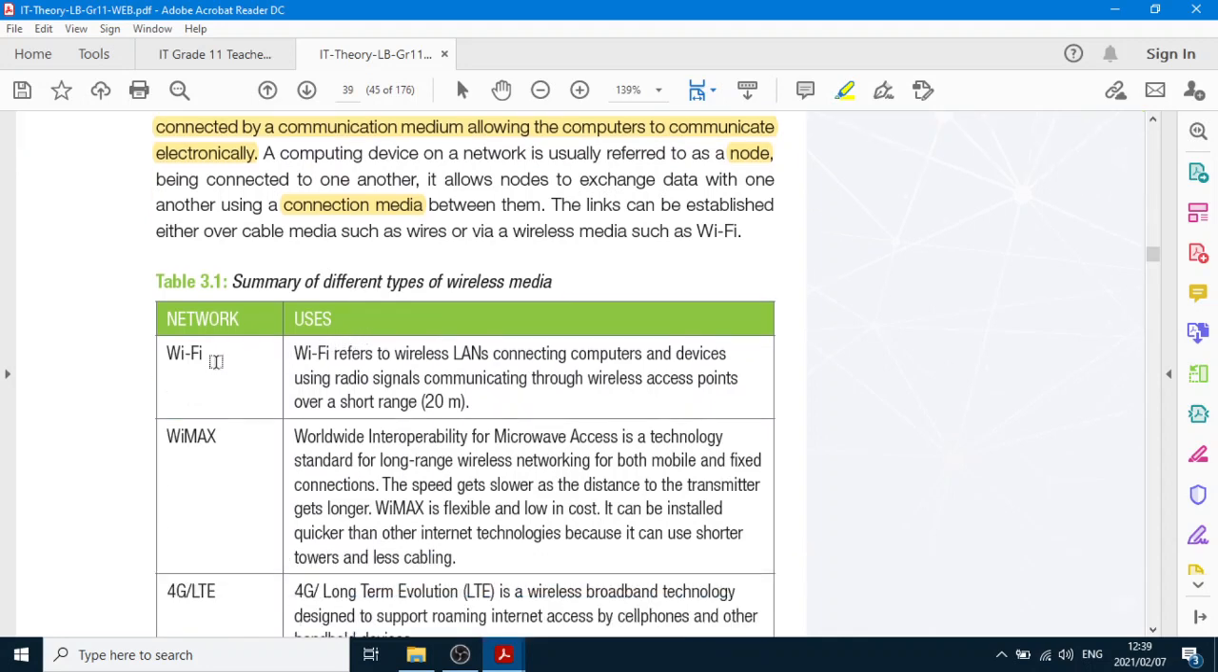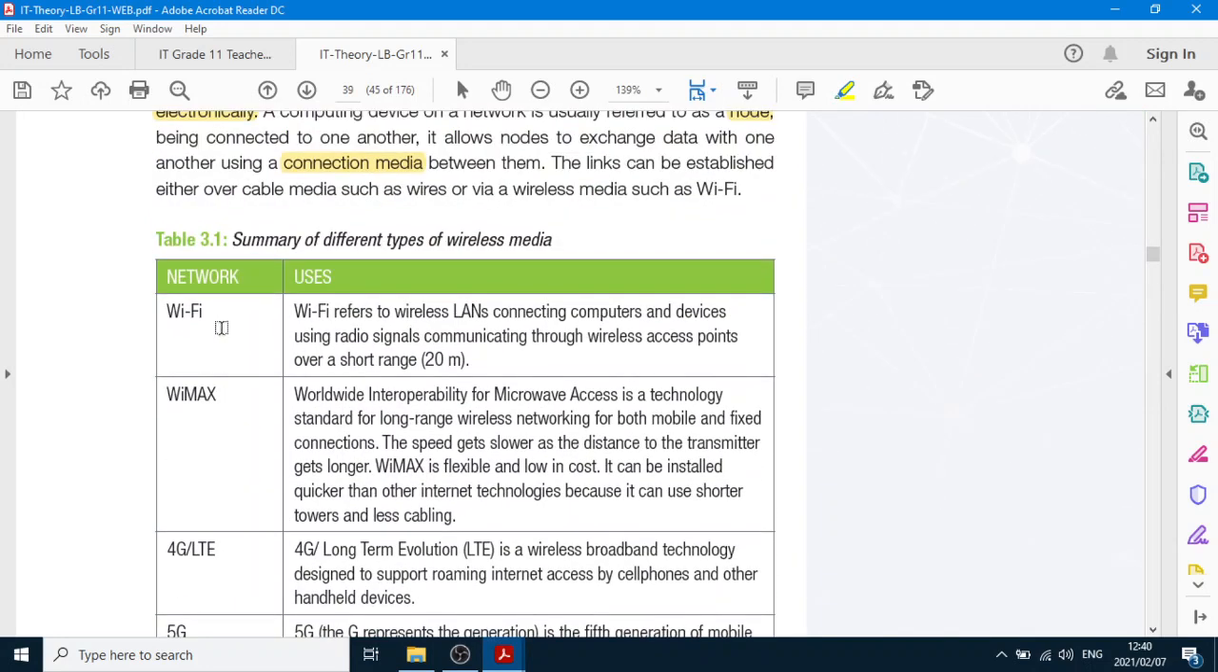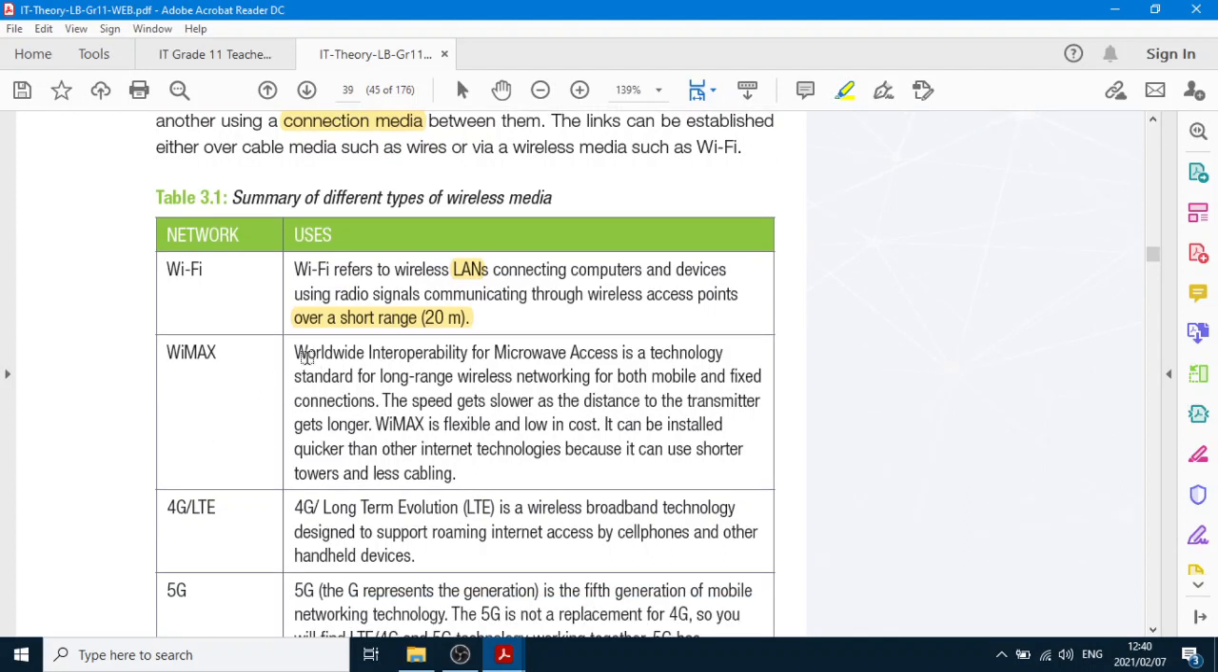So here is our different types of wireless media. We have Wi-Fi, which refers to wireless LANs connecting computer devices for LANs. And it's over a short range, 20 meters. Radio signals communicating through wireless access points. And then we have WiMAX, which stands for Worldwide Interoperability for Microwave Access, for long-range wireless networks for both mobile and fixed connections.